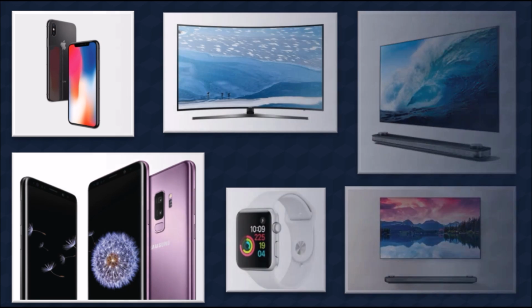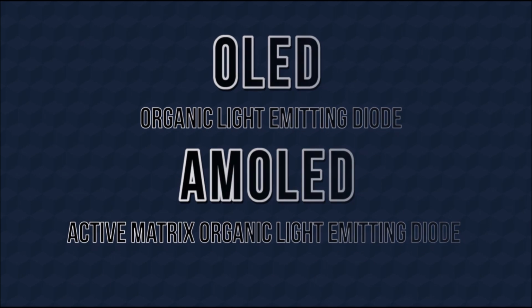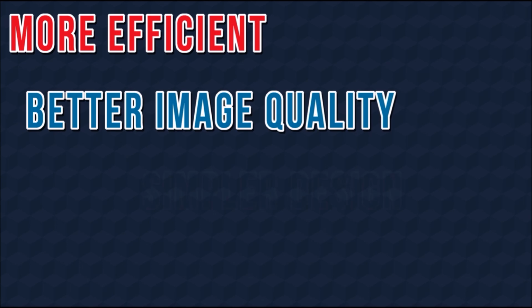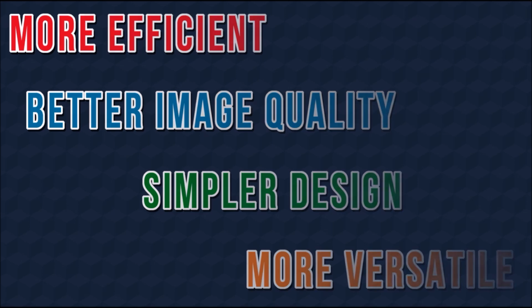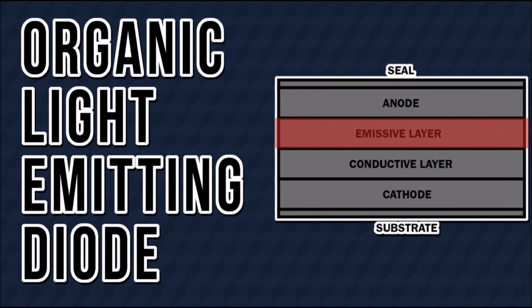For example, OLED and AMOLED displays are becoming increasingly more popular in electronic devices due to the fact that they are more efficient, provide better image quality, have a simpler design, and are more versatile than their widely used LCD counterpart. OLED stands for Organic Light-Emitting Diode, and they are a type of display made up of pixels that contain an organic layer within them that emits visible light when a voltage is applied.